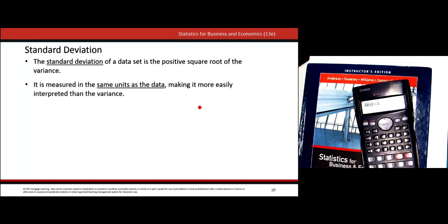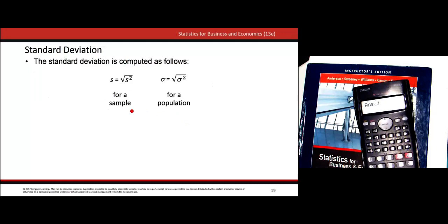But variance doesn't have the same unit as the data. If the unit for the data is hours, then the unit for variance is hours squared. So it doesn't have the same unit as the data, which makes it difficult to interpret. Standard deviation is the positive square root of the variance, and it has the same unit as the data. Standard deviation is denoted by S, sample standard deviation.